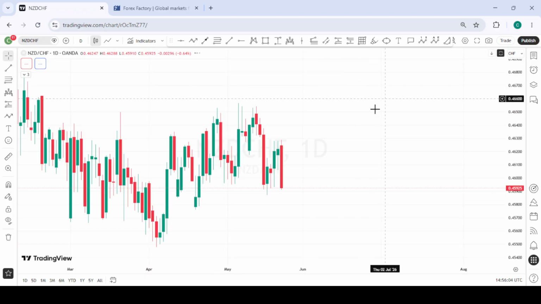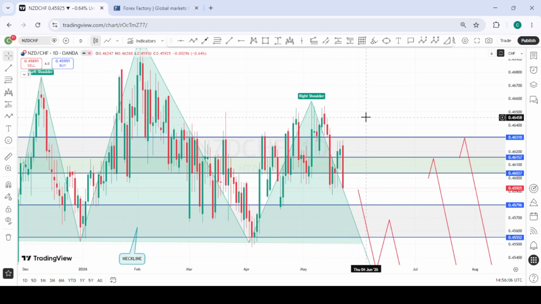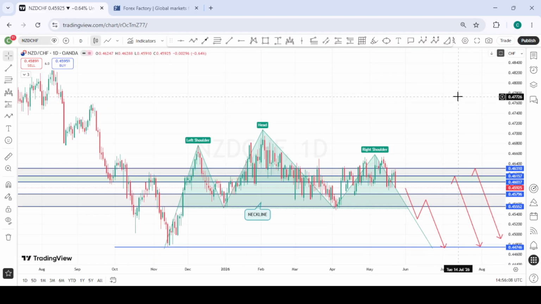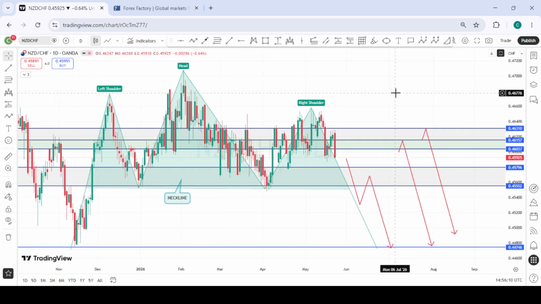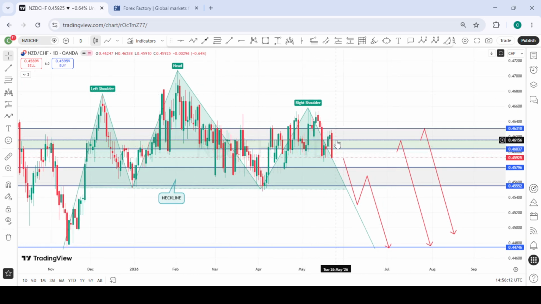This is NZDCHF. We identify this head and shoulder formation, this big head and shoulder formation. And last week we were anticipating that price was going to either pull back into this area of interest, this first one or this second one. Price pulled back to the second area of interest and gave us a very strong bearish engulfing candle, which is a clean indication that price wants to head to the downside.